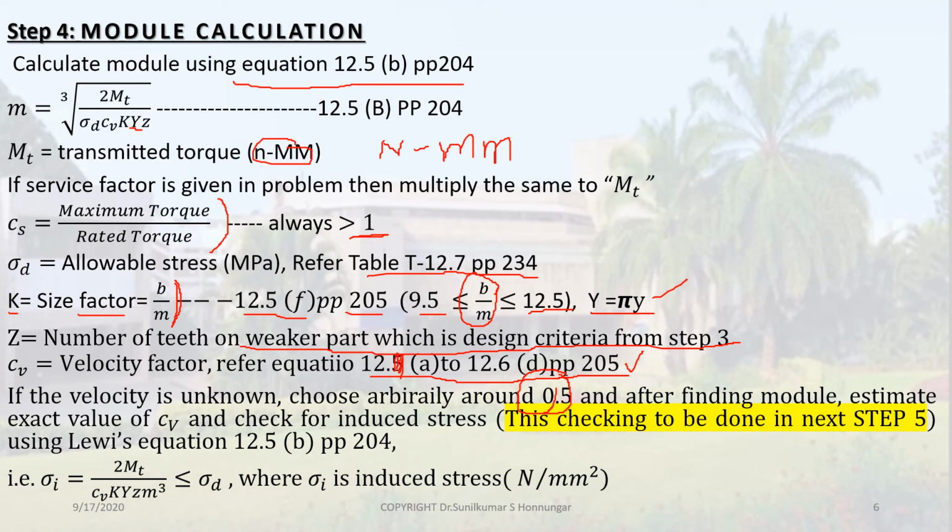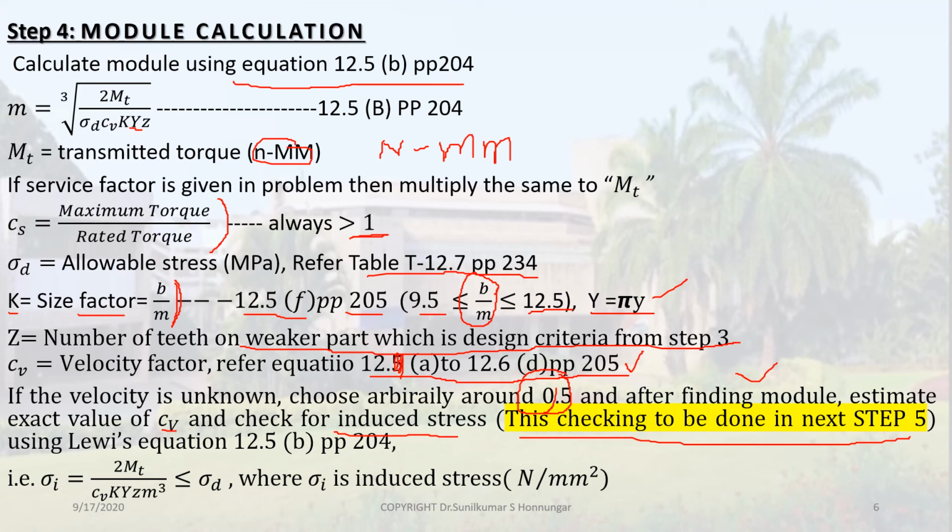And after finding the module, you have to estimate the exact value of CV and check for applied or induced stresses. In fact I am clubbing it; this check has to be done in step number 5, and actually we are in step number 4, just for continuity I have told. So this checking and percentage variation has to be done in the next step, number 5, wherein all your static strength consideration will end.